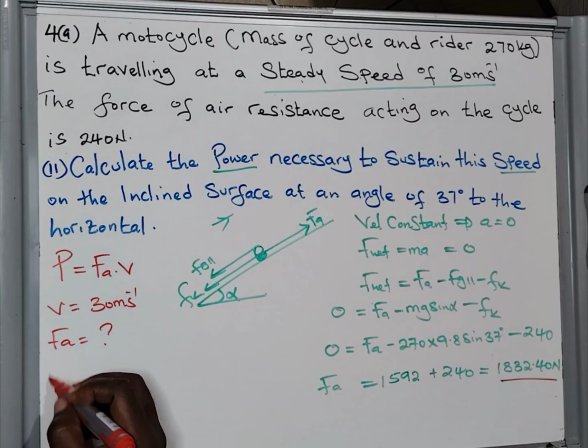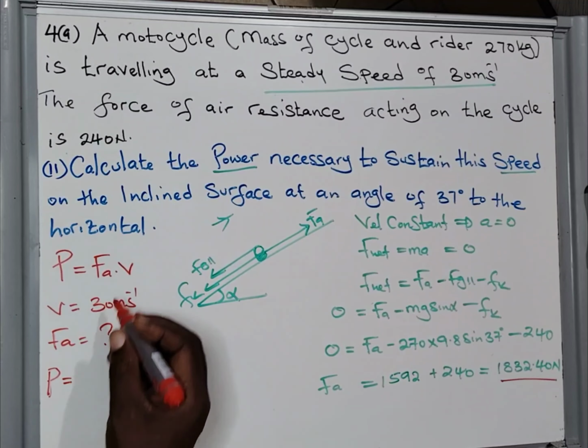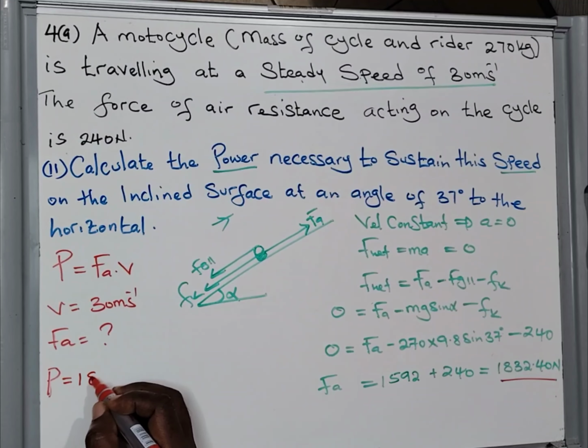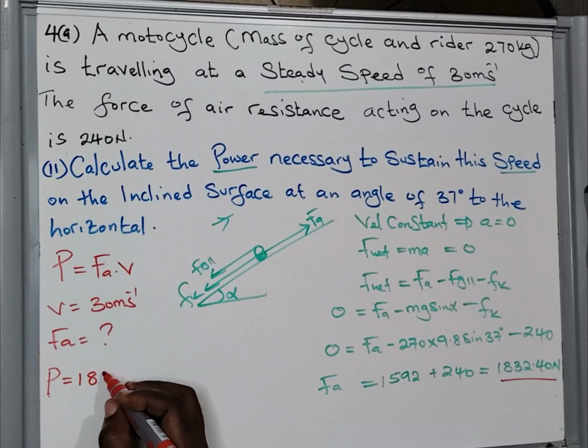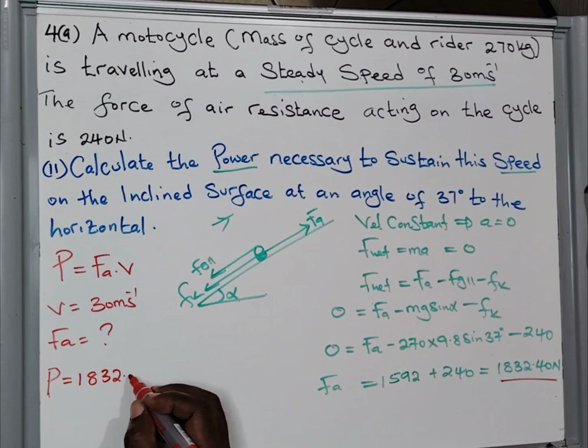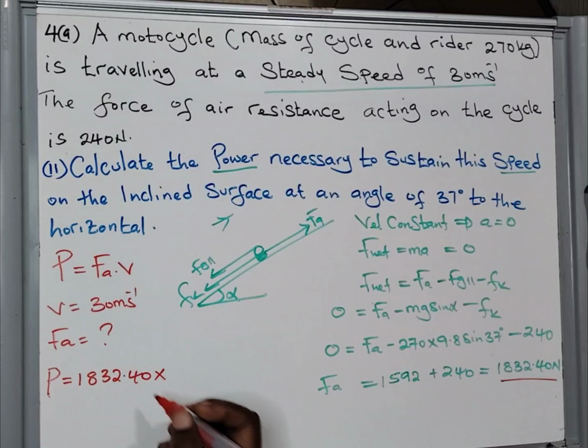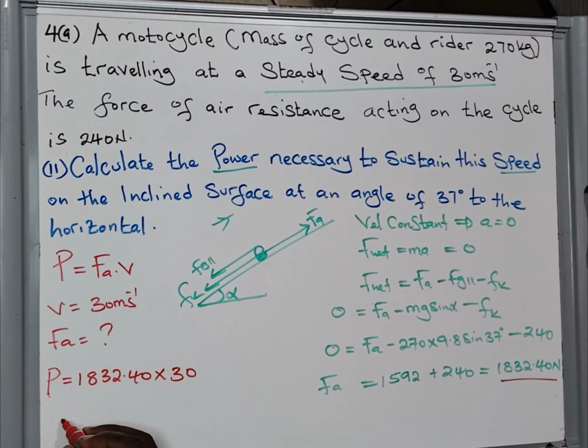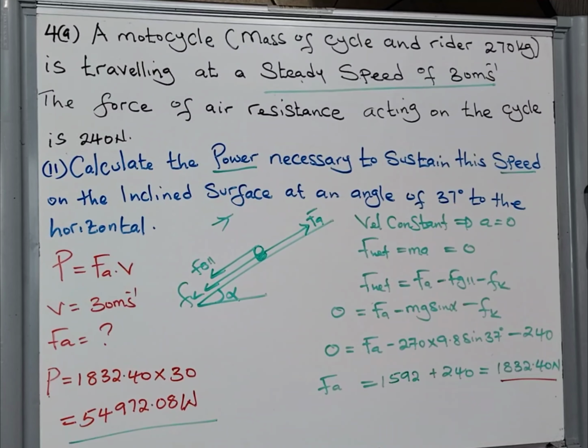So you say power is equal to FA, which is 1,832.40, times velocity, which is 30. What do we get? So that is what we get. It is 54,972.08 watts.